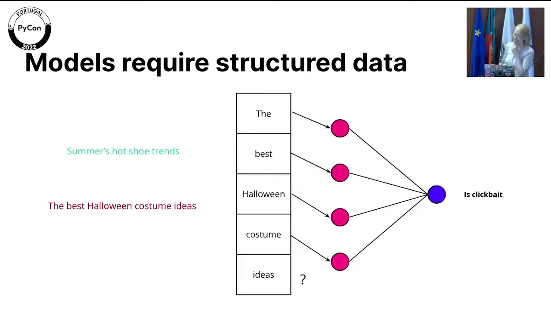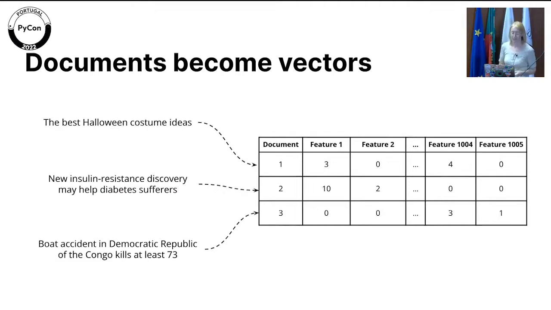But then the next headline is a bit different. The best Halloween costume ideas. What do we do with this extra word? We don't have an input node for it. And the thing is, even if the sentences were the same length, it doesn't matter. Models can't process raw text, they need numbers. So this is where vectors come in.